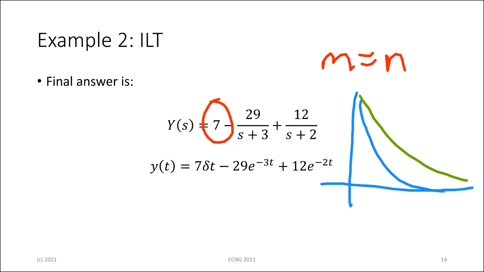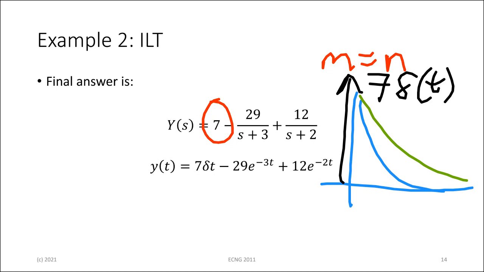But 7 delta t is an impulse at t equal to 0. So it's an impulse weighted 7. An impulse at t equal to 0 weighted 7. So you wouldn't want that. If you have a system like that and you turn it on, you're going to get an impulse response. That's going to blow your fuse or burn out something.